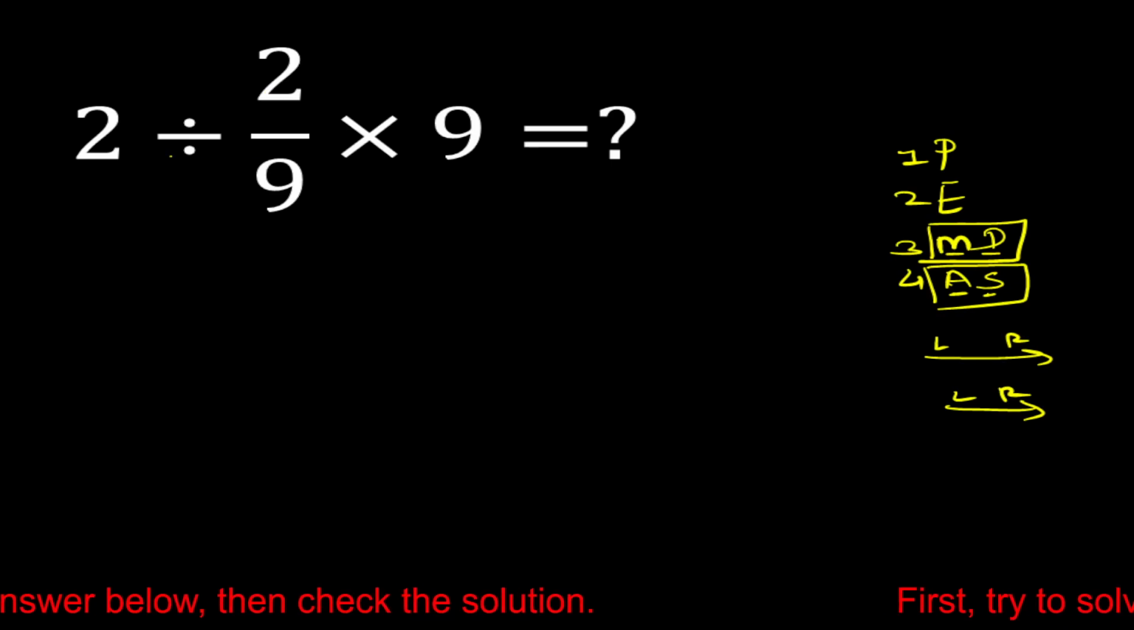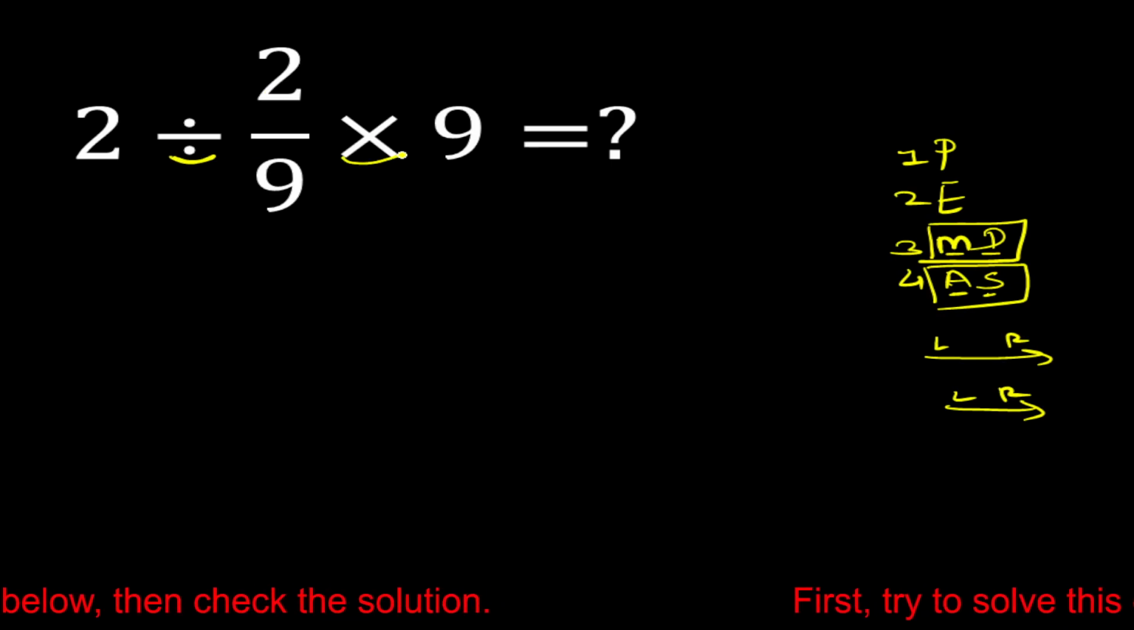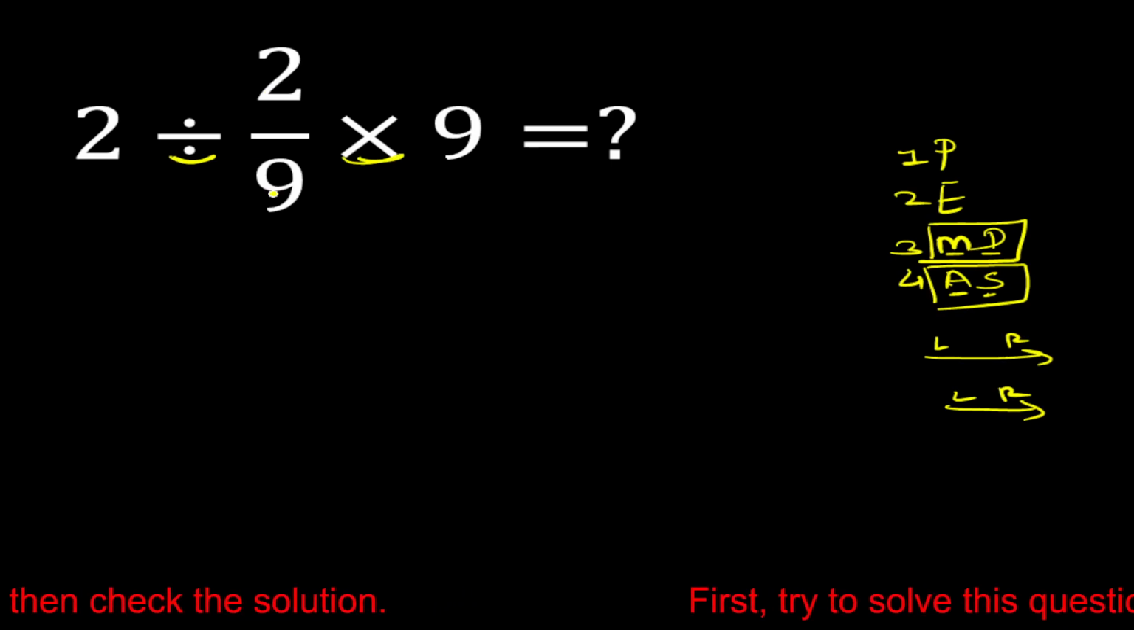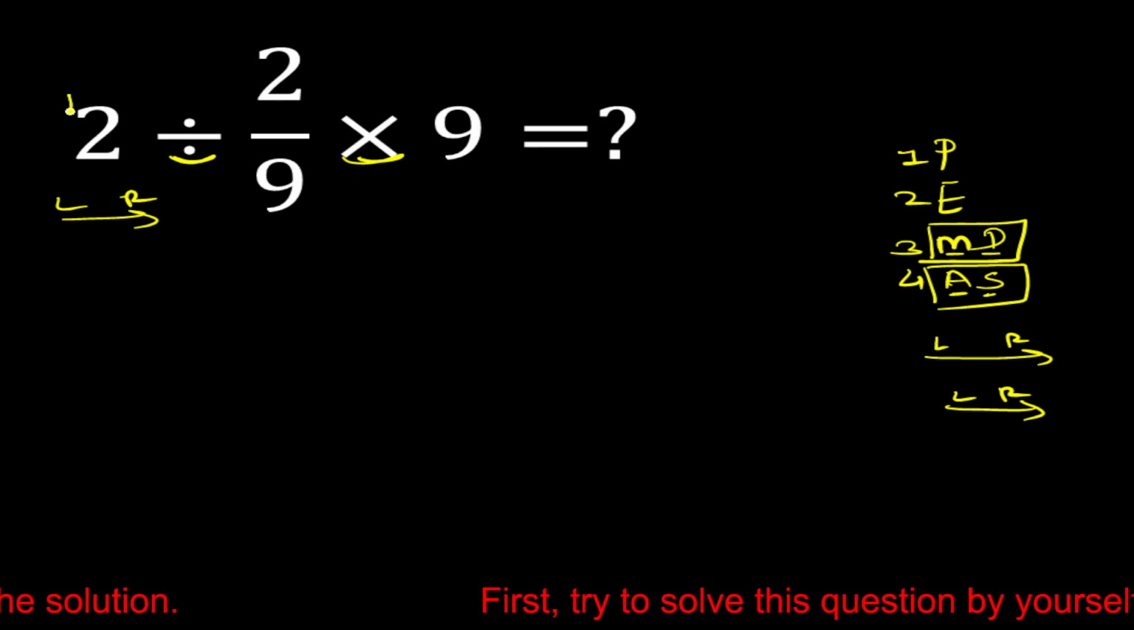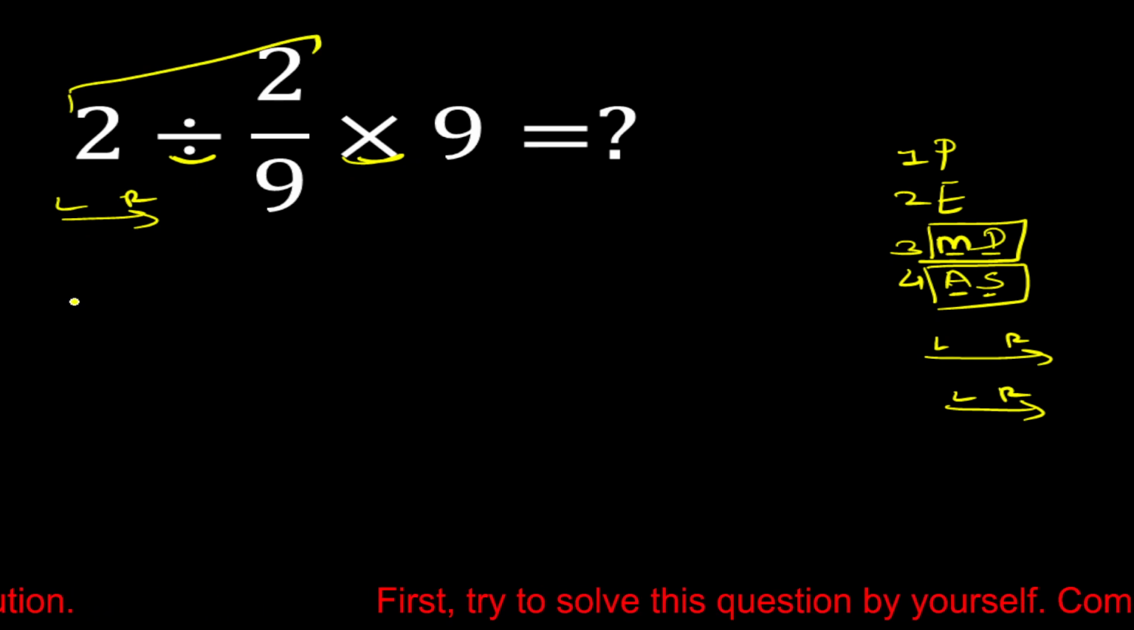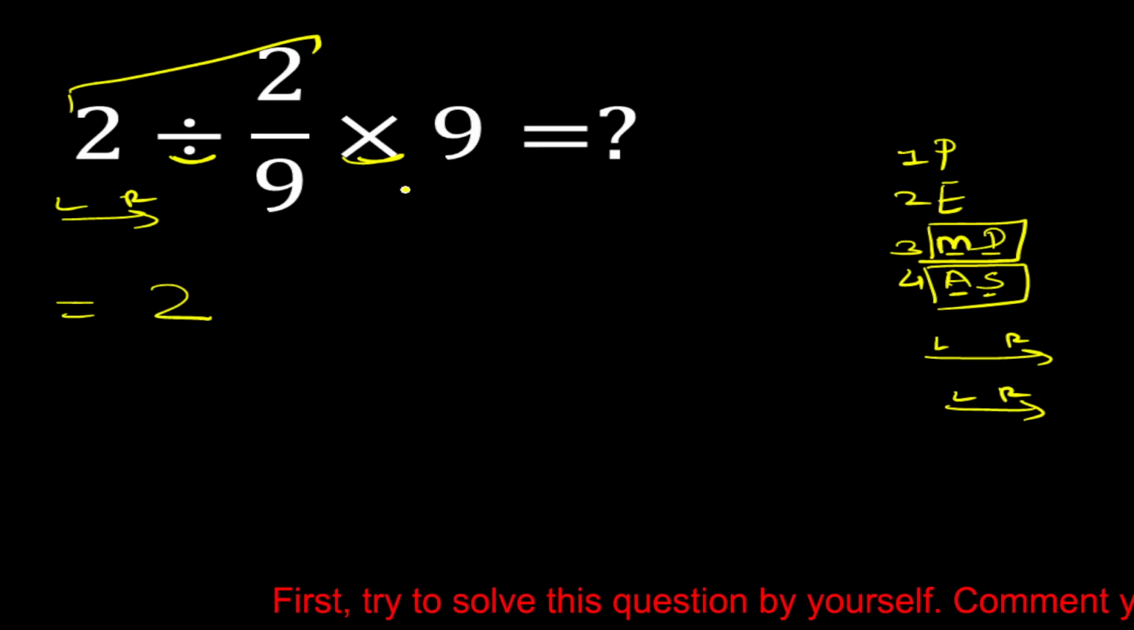Okay. So here we have one division and one multiplication. Both have equal priority, so we have to solve it from left to right. So first we have to solve this part. Okay. So is equal to 2.